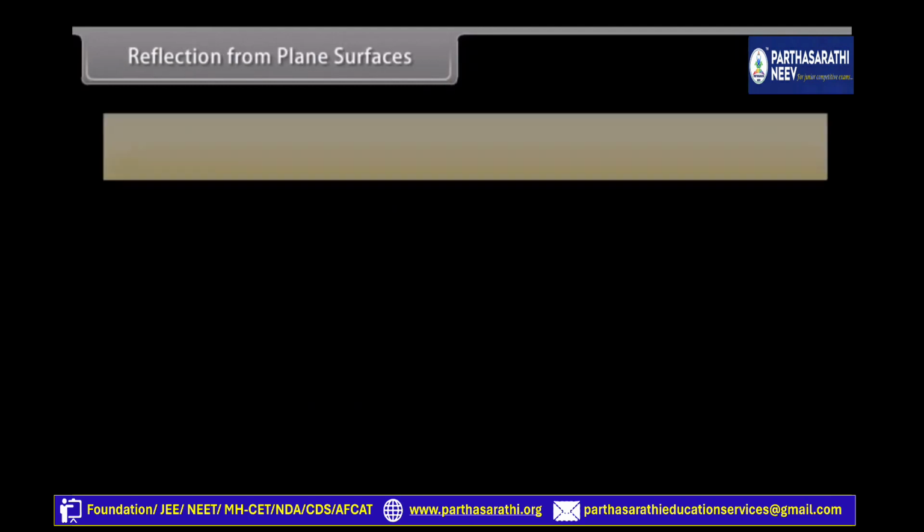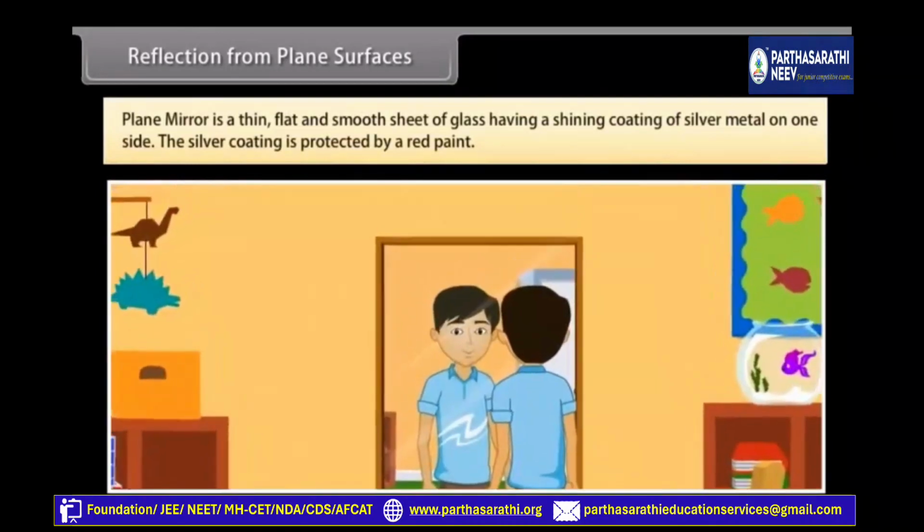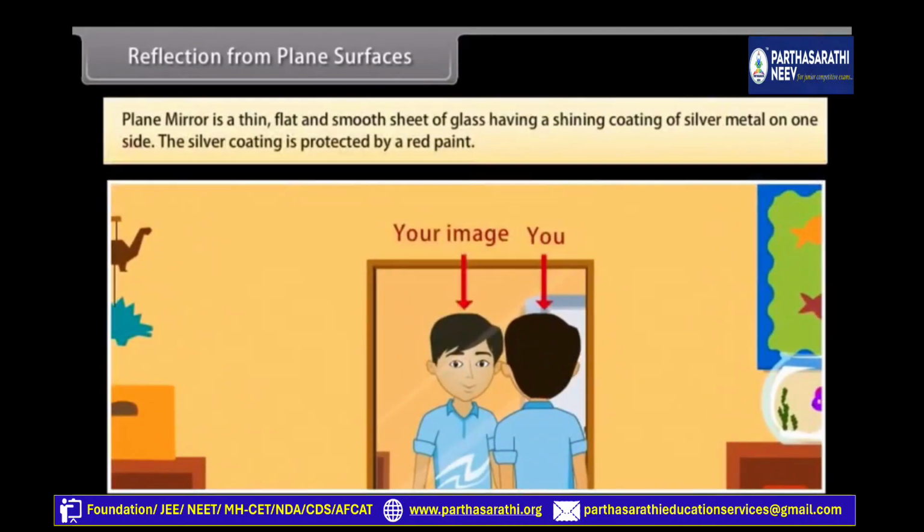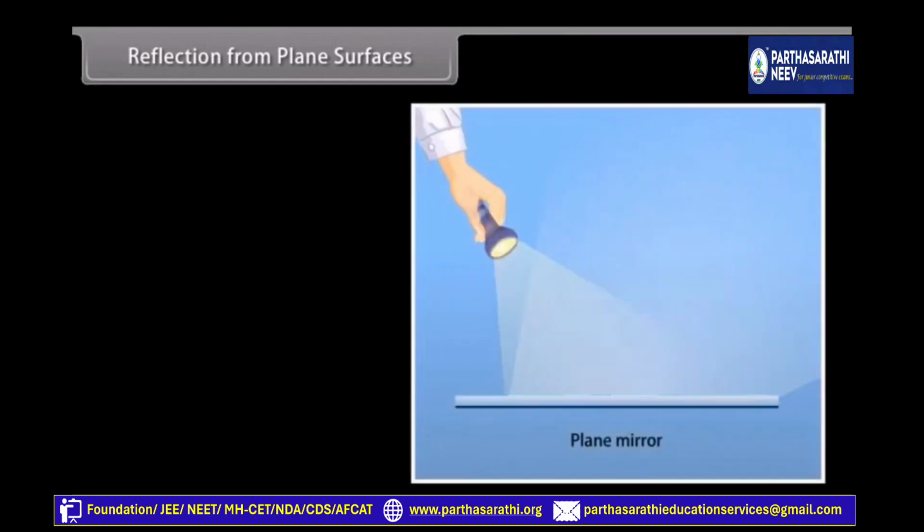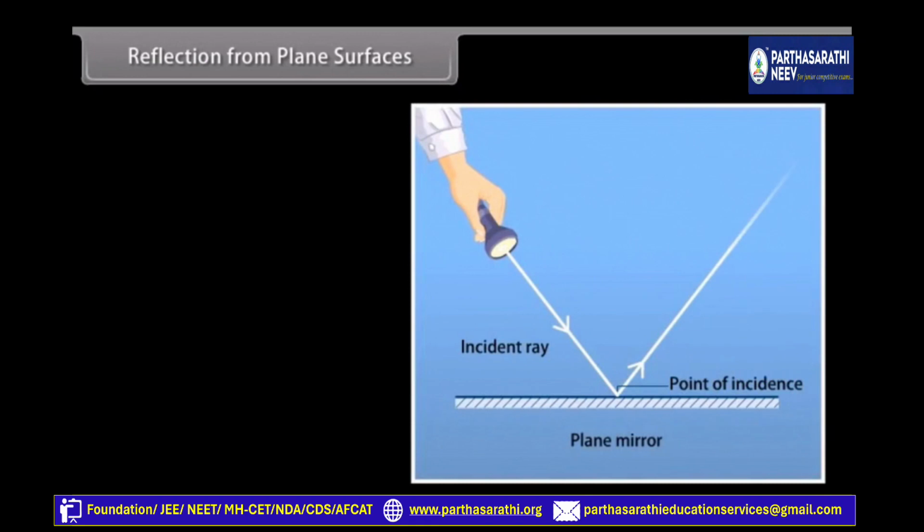Reflection from plane surfaces. Plane mirror is a thin, flat, and smooth sheet of glass having a shining coating of silver metal on one side. The silver coating is protected by red paint. Meaning of important terms are as follows to understand the figure.